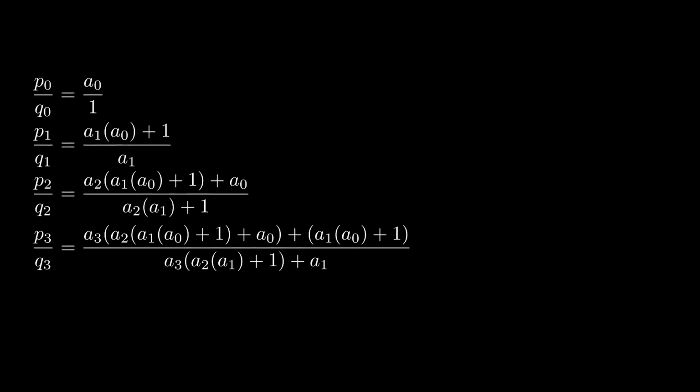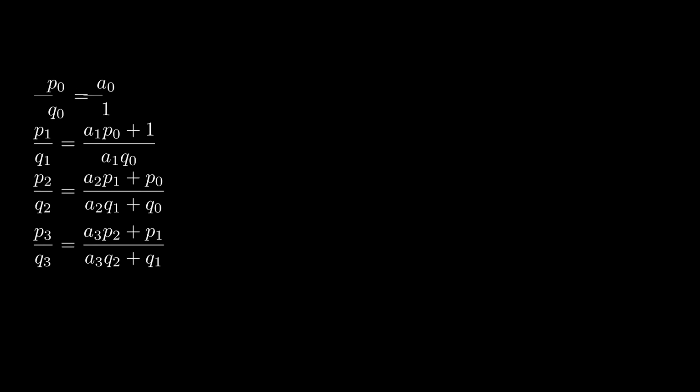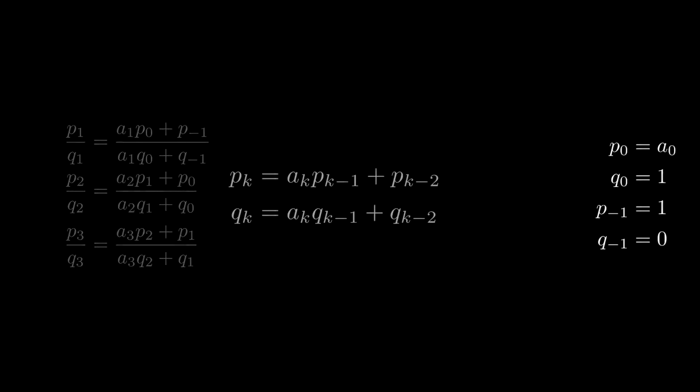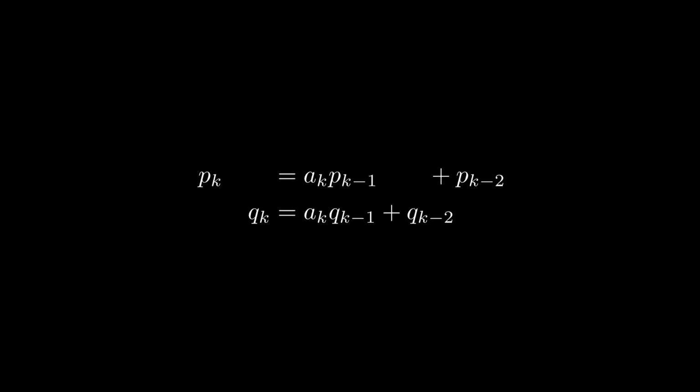You might be able to spot the pattern in the numerator and denominator of this convergent. We can prove this by induction, and with a couple base cases, we end up with the fundamental recurrence for continued fractions. We can do some basic algebraic manipulation and find a couple more identities.